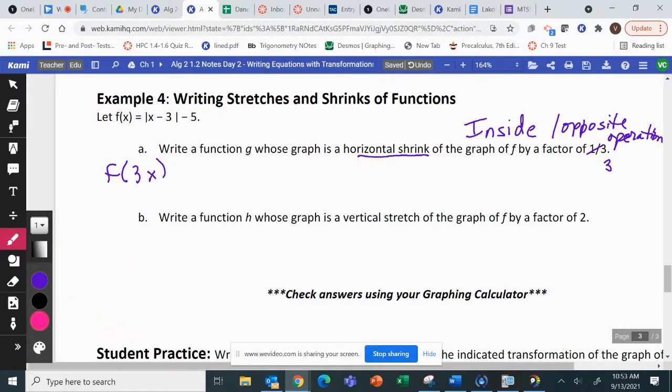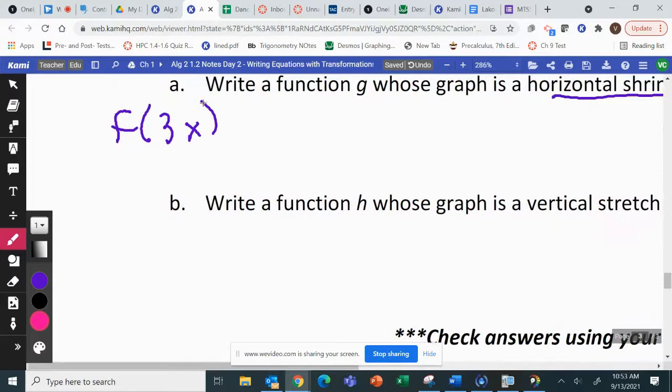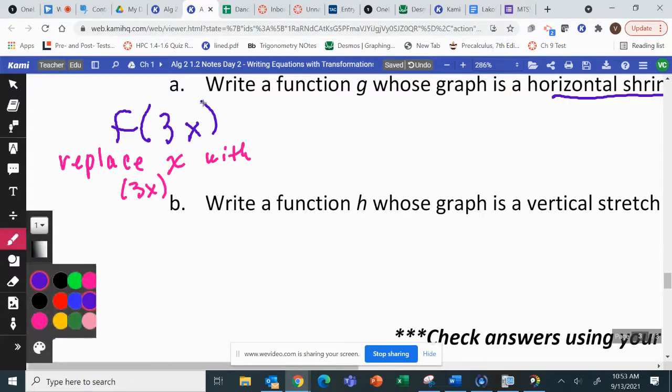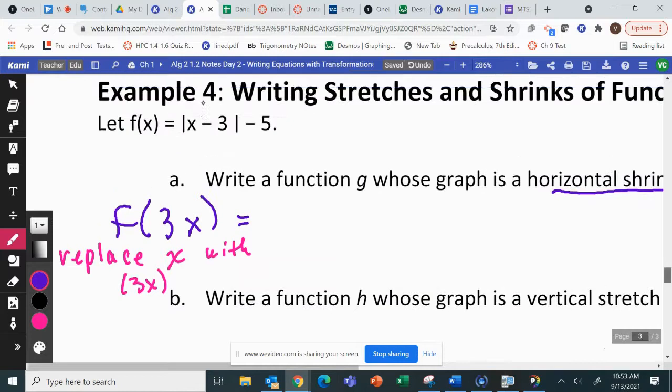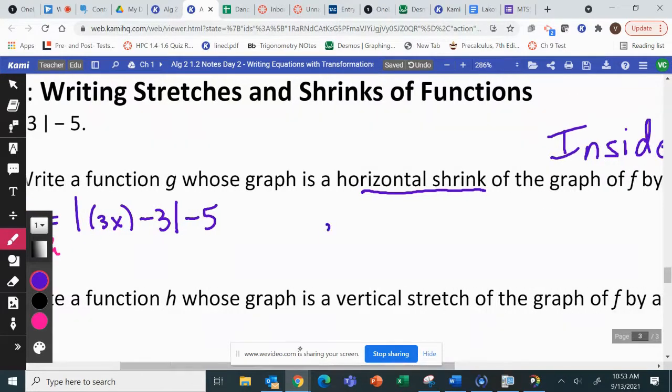Last class, we talked about what does that mean? We replace x with parenthesis 3x. That's what it means. So in our equation, we have absolute value, parenthesis 3x, close parenthesis minus 3, close absolute value minus 5. Does that simplify at all? Kind of. So g of x equals absolute value 3x minus 3 minus 5.